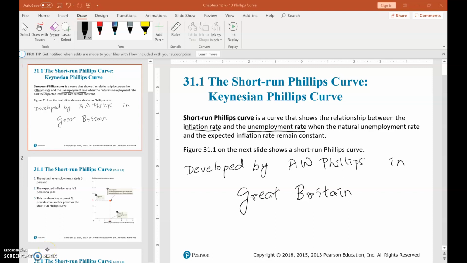Hey everyone, in this section we will look at the short run Phillips curve and the long run Phillips curve. The short run Phillips curve concept was developed by A.W. Phillips and it shows an inverse relation between inflation rate and unemployment rate, holding constant the natural rate of unemployment and the expected inflation rate.